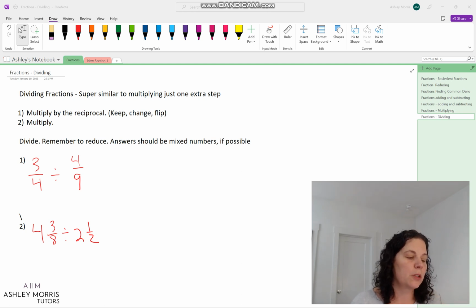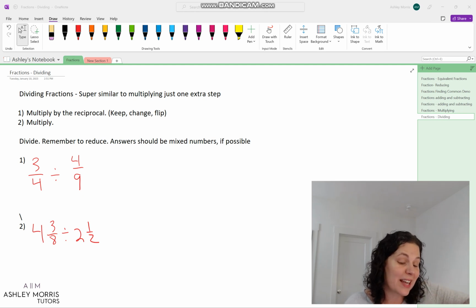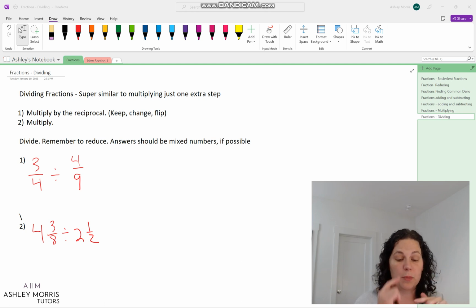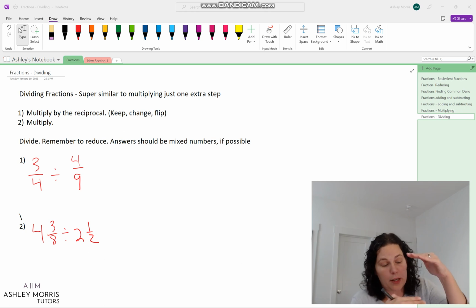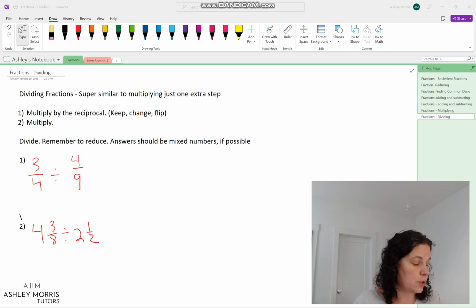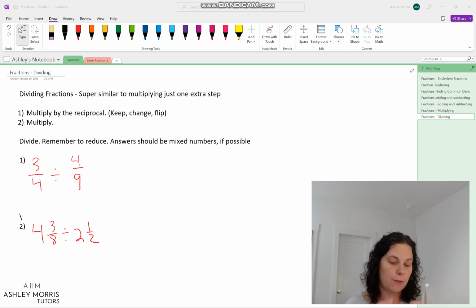We have to do something called multiply by the reciprocal. That means we have to flip over the second fraction to make it the reciprocal. Reciprocal means you have to flip it over. So whatever's on top, the numerator, becomes the denominator. And then we're going to multiply. And to remember to multiply by the reciprocal, I say the words keep, change, flip.